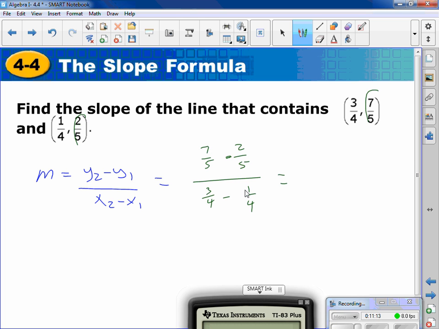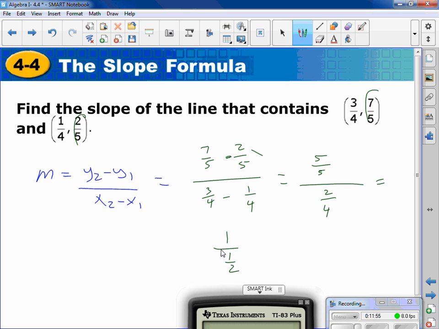Now, they have the same denominator, so I can just do the math as is. 7/5 minus 2/5 is 5/5. 3/4 minus 1/4 is 2/4. Now, they do simplify. I am going a step slower, just so you guys know that 5/5 means 1, or 2/4 means half. Now I have a fraction over a fraction.